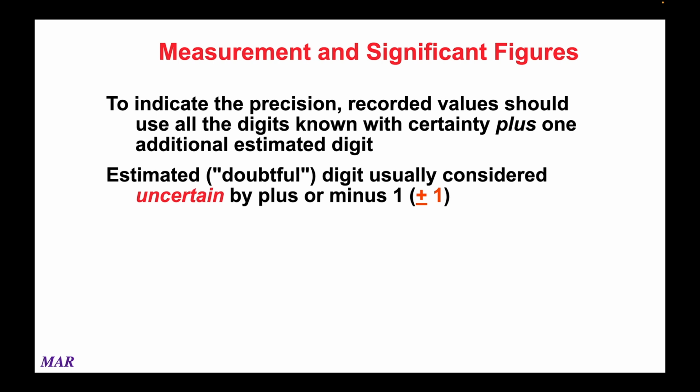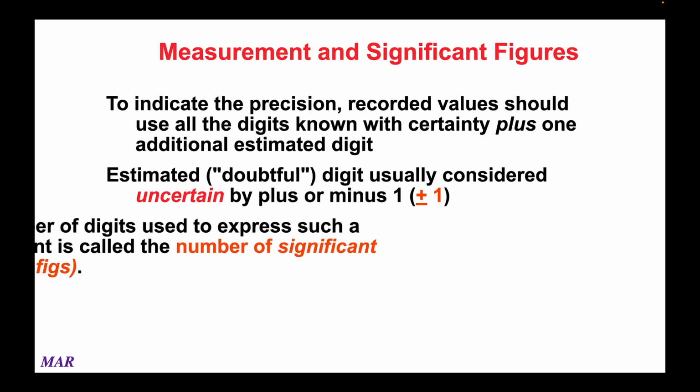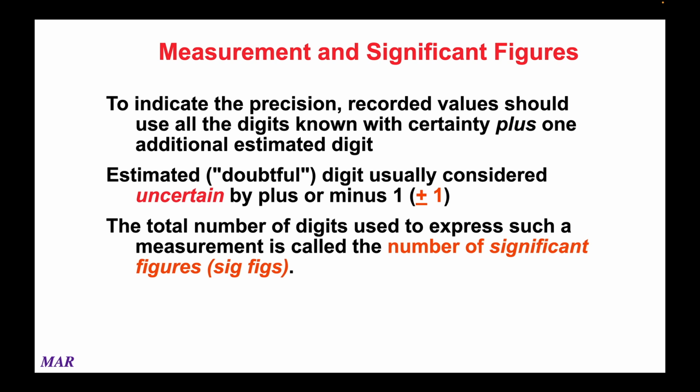So what people do then is they always put one more additional estimated unit. There are units that they know, and then there's one that they don't know. And that last one is called the doubtful digit. It's uncertain. Now, hopefully it's plus or minus 1, but honestly, it depends on the experiment, all right? Usually plus or minus 1 is a good idea to start with, but it might be more and it might be less. Now, the total number of digits that are used to express these measurements is called the number of significant figures. And significant figures, a lot of times, is abbreviated sig figs.